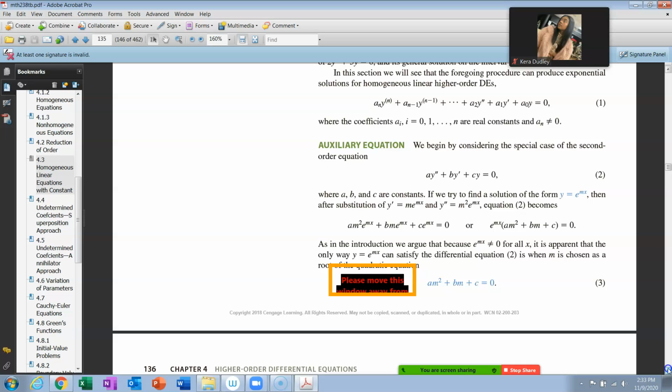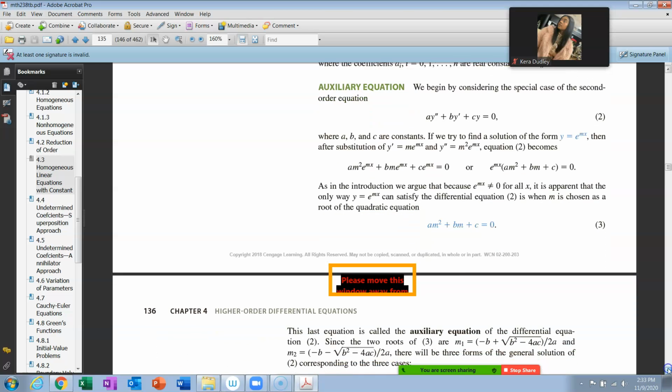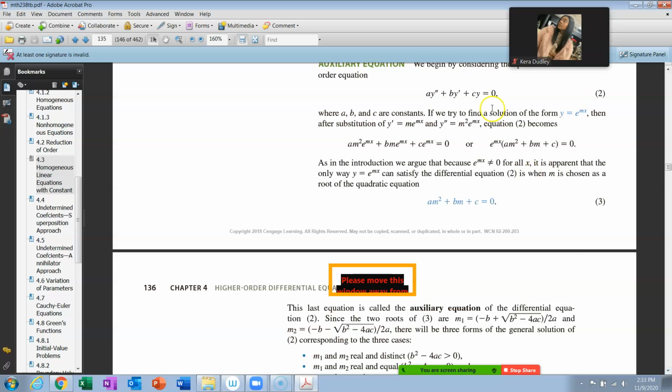If this is your differential equation, a y double prime plus b y prime plus c y equals 0. Homogeneous because that's a 0, constant coefficients because these a, b, and c are just numbers. Again, the assumption is y is equal to e to the mx, and for every one of the derivatives, y prime would be m e to the mx, y double prime m squared e to the mx. Every time you take a further derivative, you just introduce another factor of m.